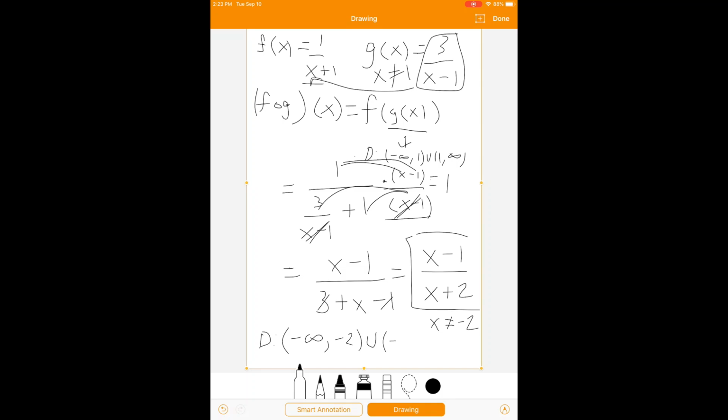Union, now this is where you need to be careful. It's not negative 2 to infinity, which is what you would think from this function. Remember, we had to exclude positive 1 from the original function g. So if it wasn't part of g, then positive 1 cannot be a part of the domain of function f. So negative 2 to 1, union 1 to infinity.